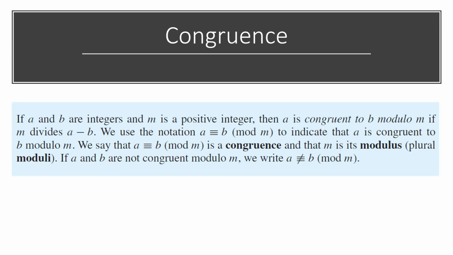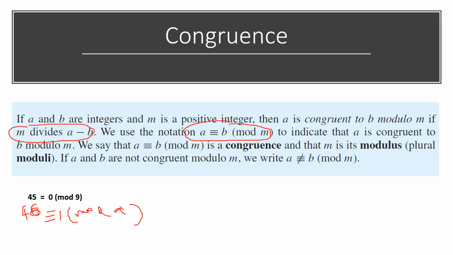The congruence relationship is that we say A is congruent to B mod M if M divides A minus B. We can show that if M divides A minus B, M also divides B minus A. So we see this relation that 45 is congruent to 0 mod 9. This means that 9 divides 45 minus 0. We can extend that and say 46 is congruent to 1 mod 9. In this case, what we say is 46 minus 1 is divisible by 9. Or we can say 47 is congruent to 2, and so on.